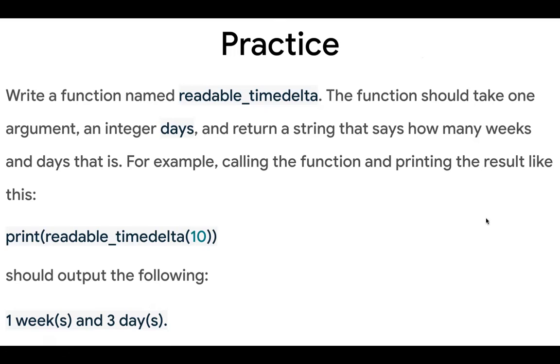So to calculate the number of weeks, we just need to divide the number by 7, and then the rest is the number of days. So if it's 10, we divide 10 by 7. It will be 1. So it's 1 week, and then the rest. How to calculate the rest?